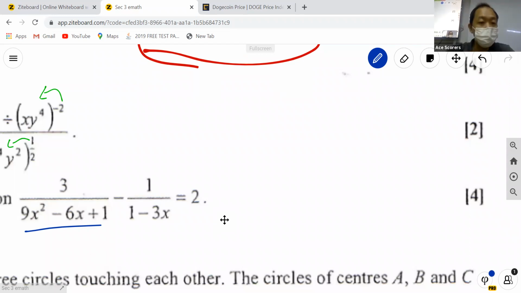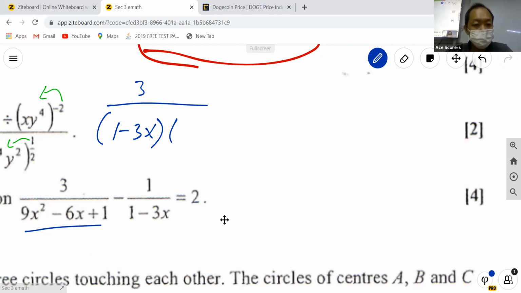Do you know how to factorize? Have you factorized? Yes. So I don't need to do the factorization. So it's 1 minus 3x and 1 minus 3x. It's negative 3x minus 1, squared. Oh, so it's twice. Whatever you do, it's the same as what he mentioned. Okay, 1 minus 3x.